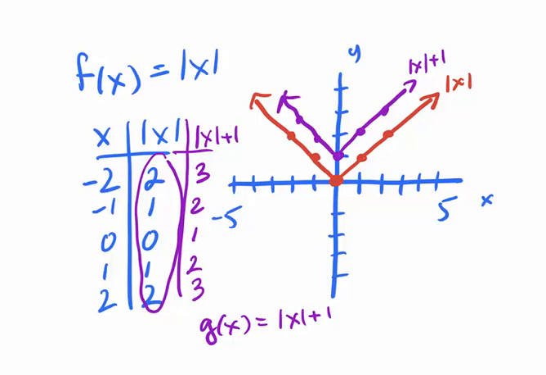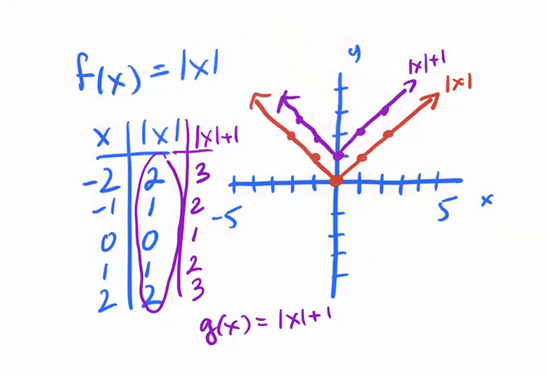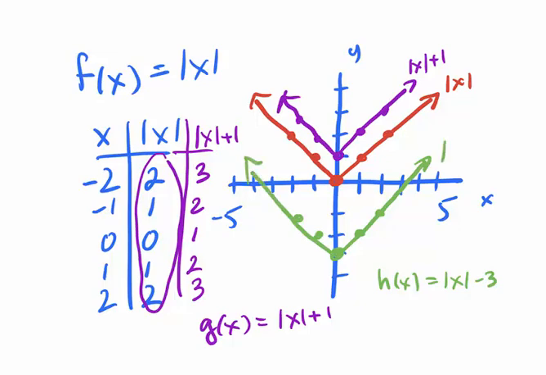And then if I were to do absolute value of x minus 3, let's see, let's make it green. So h of x is the absolute value of x minus 3. If I were to do a table, it would be the original values, 2, 1, 0, 1, 2, minus 3. Each y value would go down 3. I'm just going to use the graph to do that. I'm going to take each of the red points and move them down 3 spaces. And we get the graph absolute value of x minus 3.